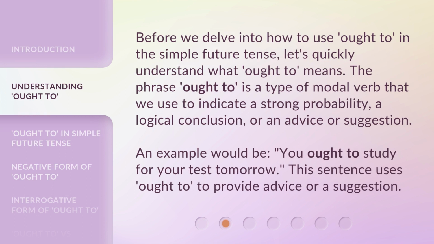Before we delve into how to use ought to in the simple future tense, let's quickly understand what ought to means. The phrase ought to is a type of modal verb that we use to indicate a strong probability, a logical conclusion, or an advice or suggestion. An example would be, "You ought to study for your test tomorrow." This sentence uses ought to provide advice or a suggestion.